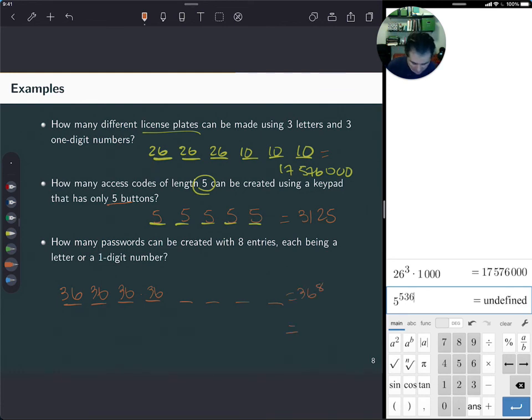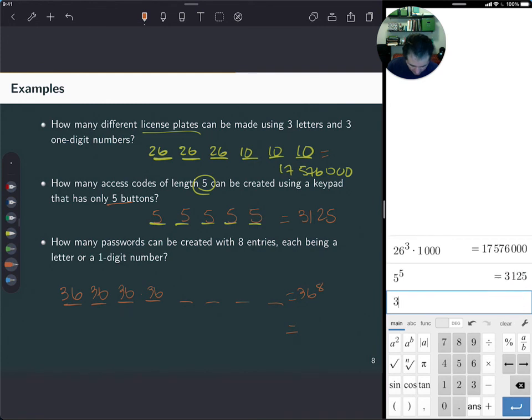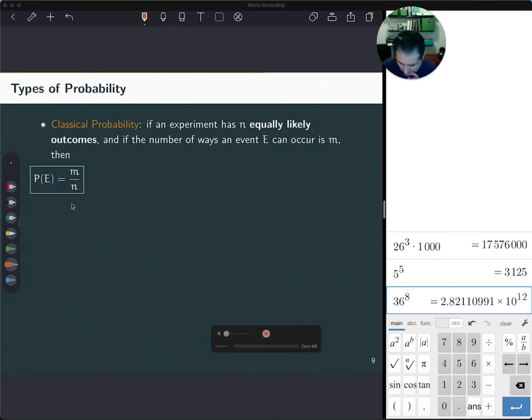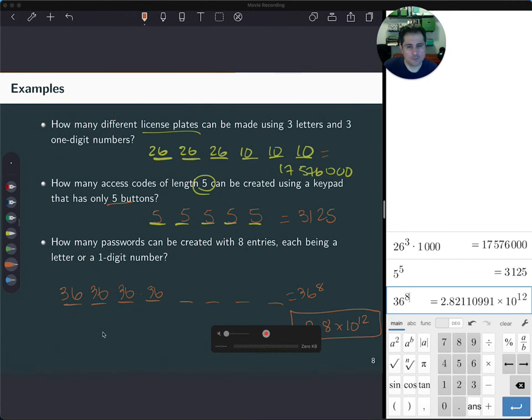So it's a huge number. 36 to the power of 8 is huge. So this is 2.8 times 10 to the 12. So you have to understand what that means. This calculator types it correctly as times 10 to the 12. Some calculators are going to spit out an E12. Understand that that's scientific notation. Okay, I'm going to stop this video here and start the next one in a minute.